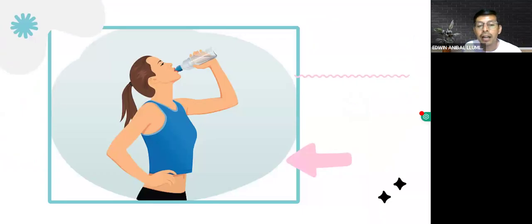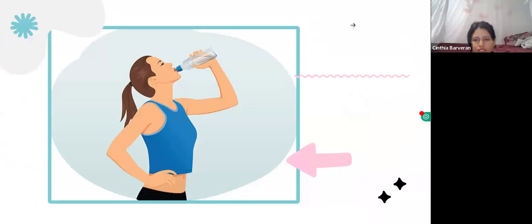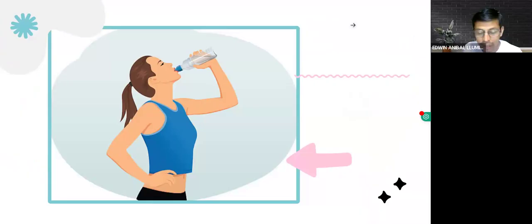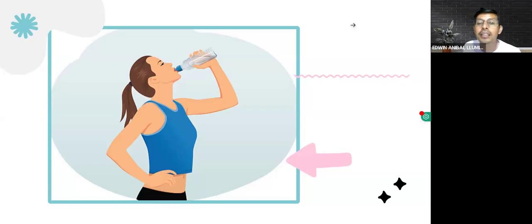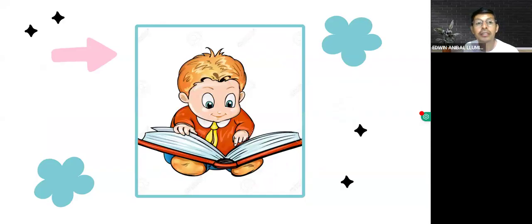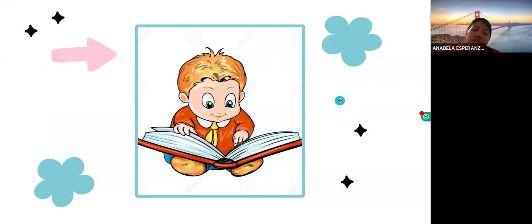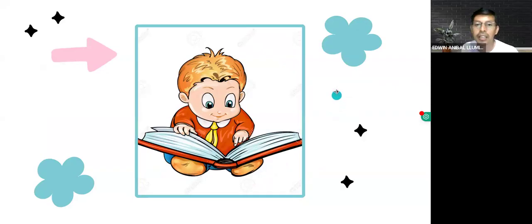For example, Cynthia, could you help me with that picture, please? Is she running? She is drinking. But what is she drinking? Beer, coffee. Water. Okay, thank you. Please, Annabella, could you help me with one example, please? He is reading. Okay.